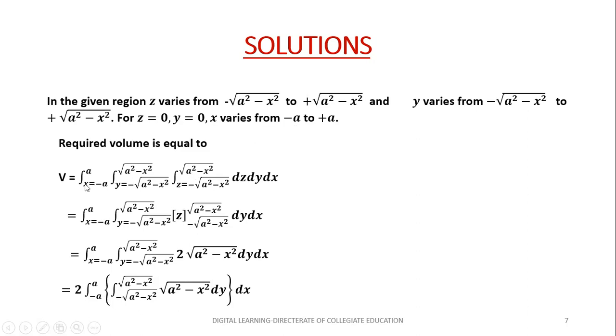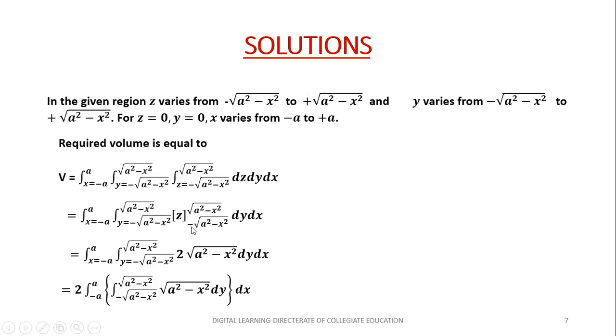Therefore, V is equal to, using Cartesian coordinates, x varies from minus a to plus a, y varies from minus square root of a square minus x square to plus square root of a square minus x square, and integration from z is equal to minus square root of a square minus x square to plus square root of a square minus x square dz dy dx. Now first integrate with respect to z. So integration of dz is z and the limits are minus square root of a square minus x square to plus square root of a square minus x square.